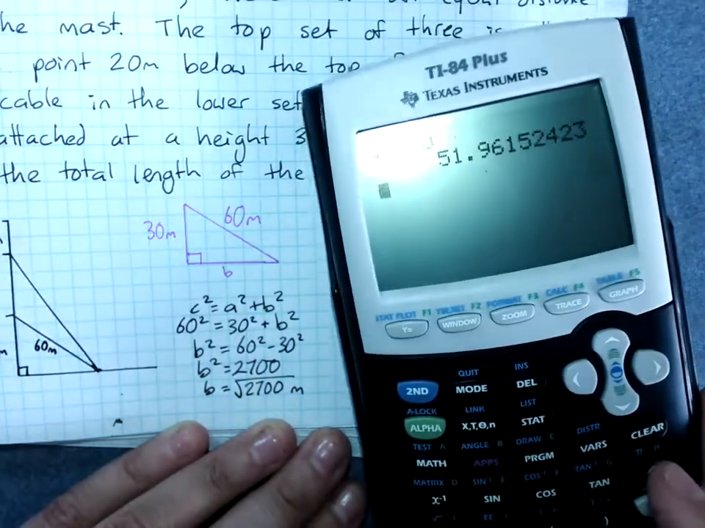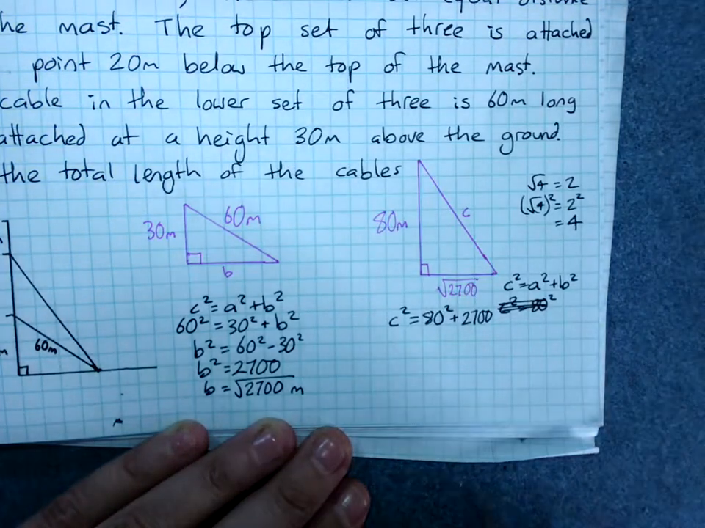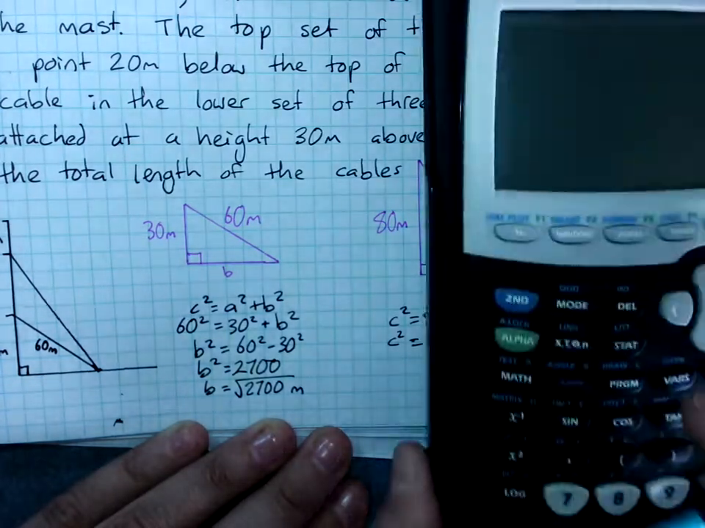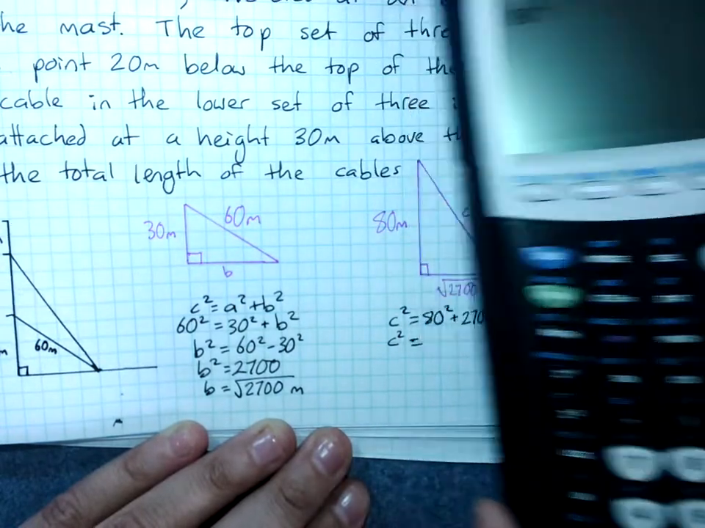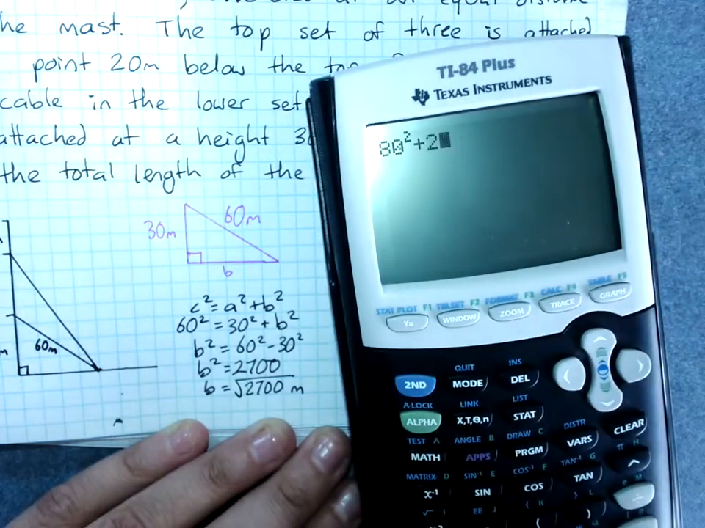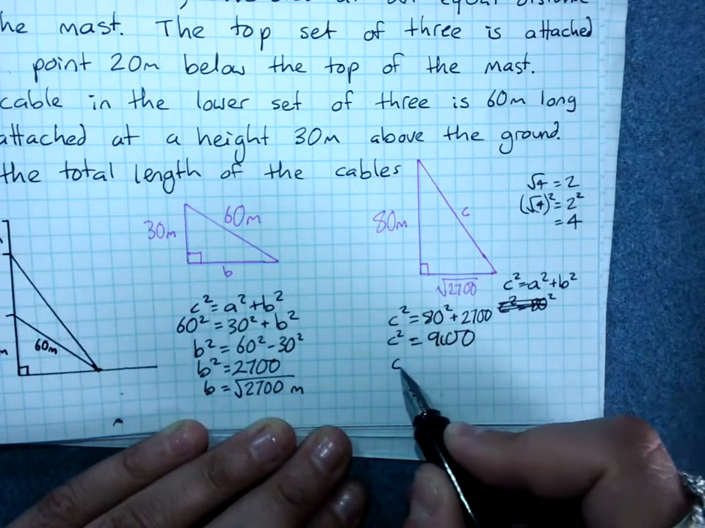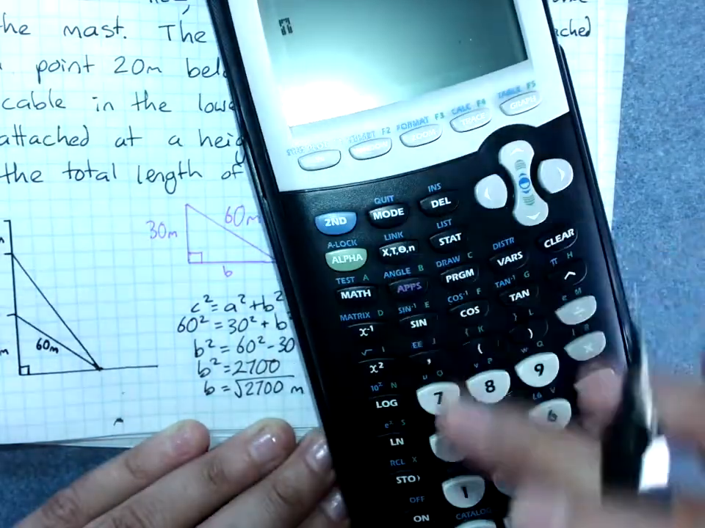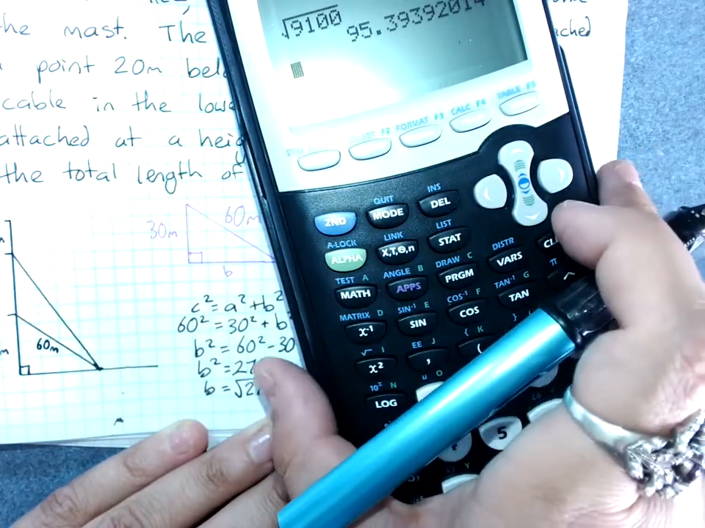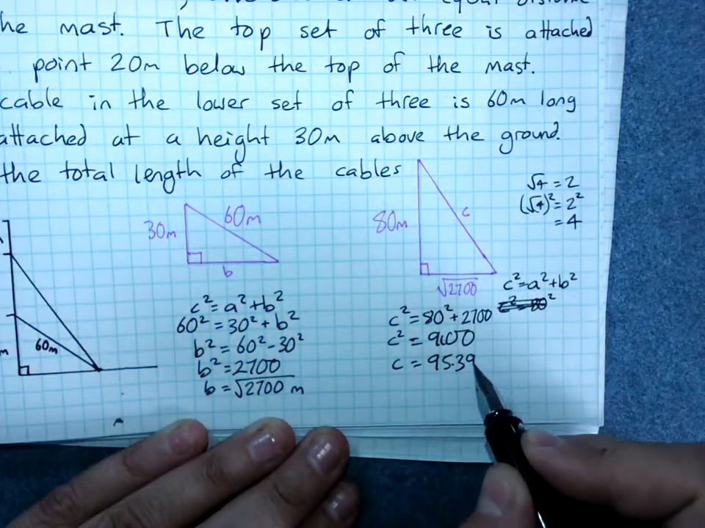Much better than putting in 51.9615 squared. Much easier and much more reliable. Evaluate c squared. 80 squared plus 2700. C squared is 9100. C is the square root of that. 95.39 meters.